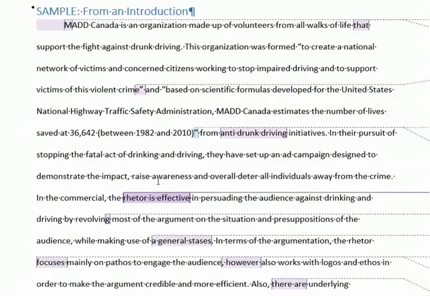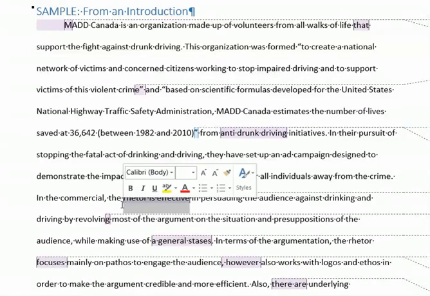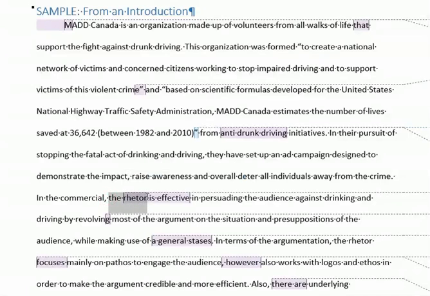Here we have a problem with the use of the word rhetor. "In the commercial, the rhetor is effective in persuading the audience against drinking and driving." Usually we talk about strategies being effective, and we're not judging people. Rhetorical analysis is about the analysis of an artifact. So here you should replace this by saying that the artifact is effective. So that's a misuse of term. You would get a C period as well as an A period in the comments for that.